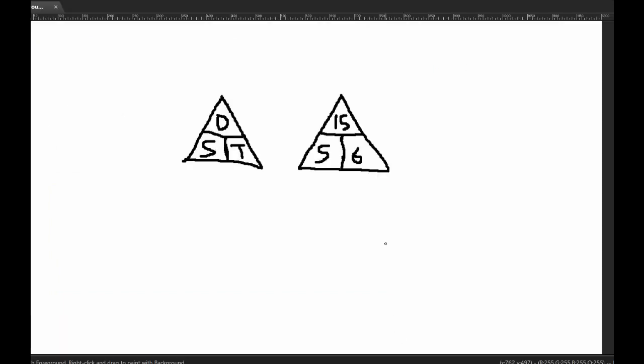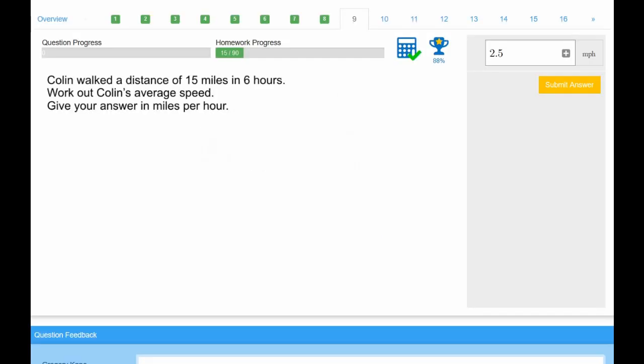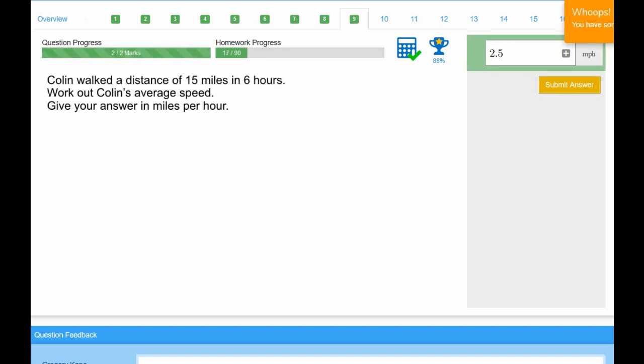So when I look at entering the data into my speed, distance, time formula triangle, I can see that speed will be 15 divided by 6. This is a calculator question. So all I need to do then is put it into my calculator and I get that my speed should be 2.5. Before I hit submit, I just need to check my units. That's miles and hours. I want speed in miles per hour. So that should be okay.